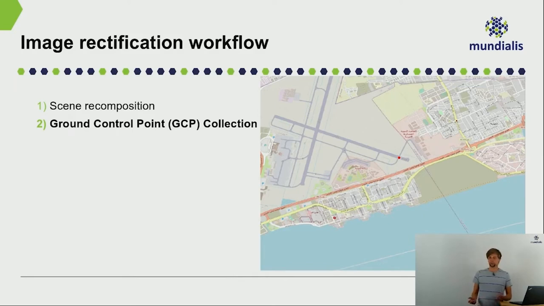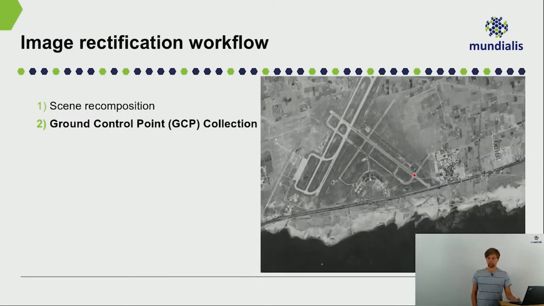If there's infrastructure, for example, which is always the best choice, then you could use OpenStreetMap data, as in this example. You can use, for example, road crossings or bridges. In this case, we used a crossing at the airport of Tunis, of the runway. And this crossing can also clearly be identified in the corresponding Corona scene here.